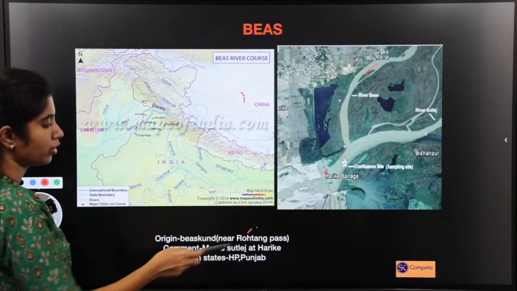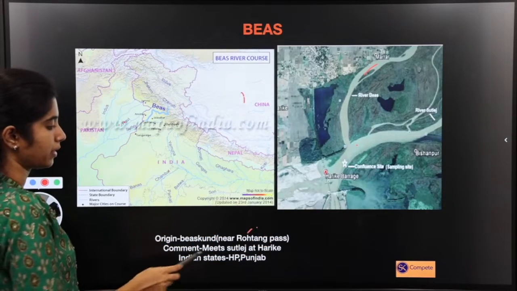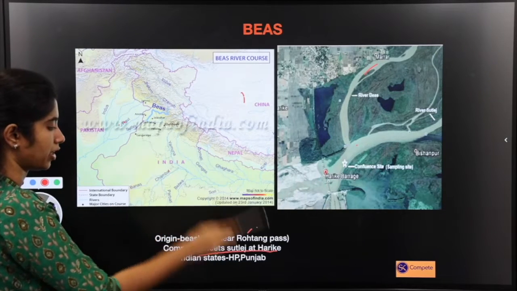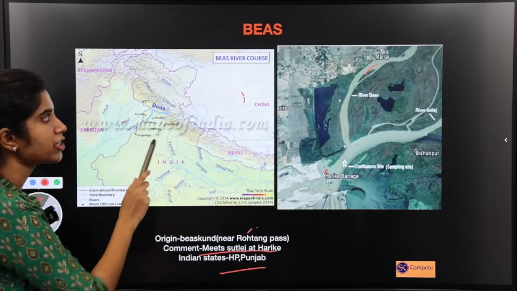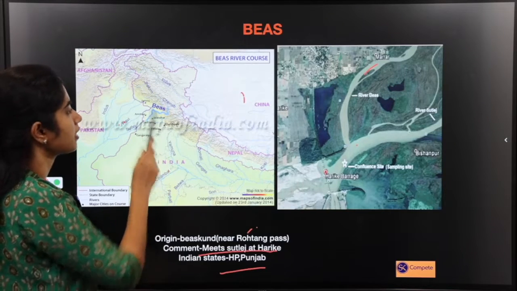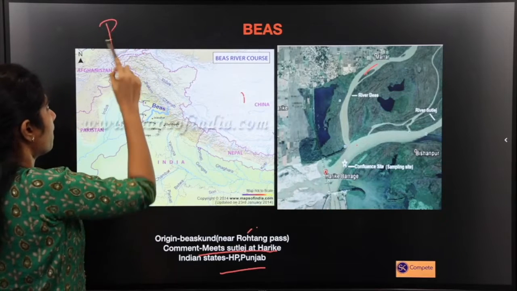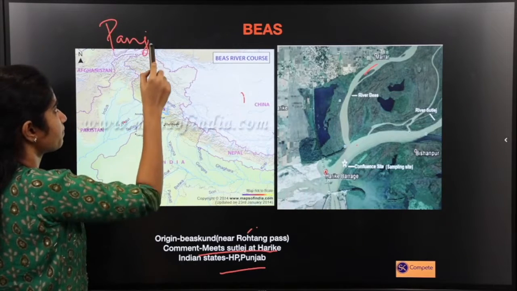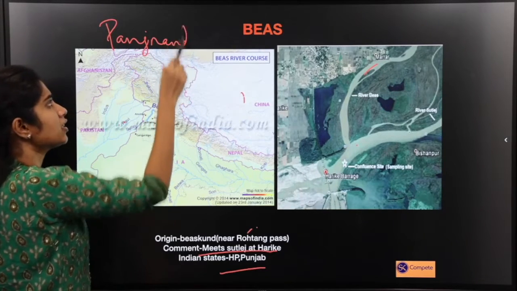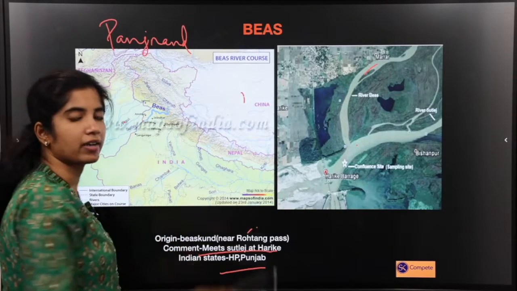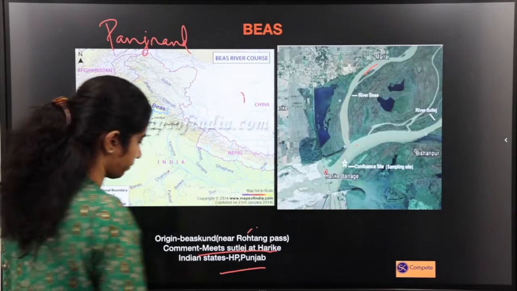So origin Bianskon near Rohtang Pass, Himachal Pradesh, meets Satluj at Harike, flows through states Himachal Pradesh and Punjab. So this is the only tributary of river Indus among these Panjnand rivers. These 5 tributaries are called Panjnand. In this, this is the only tributary which is originating in India and it's flowing entirely within India.